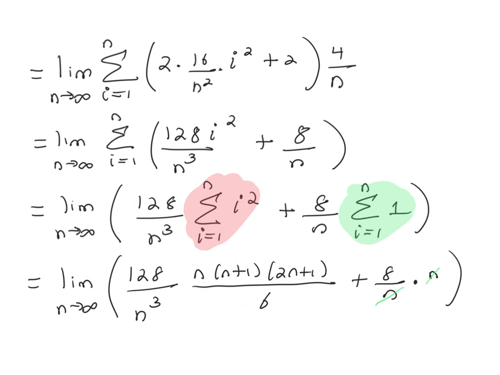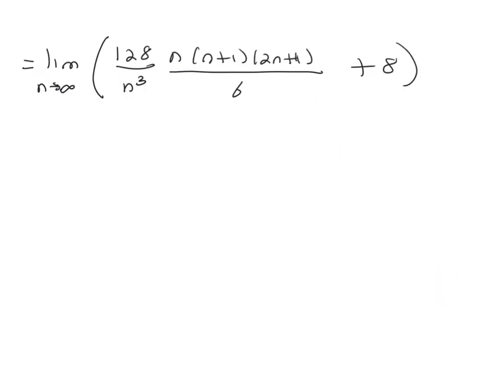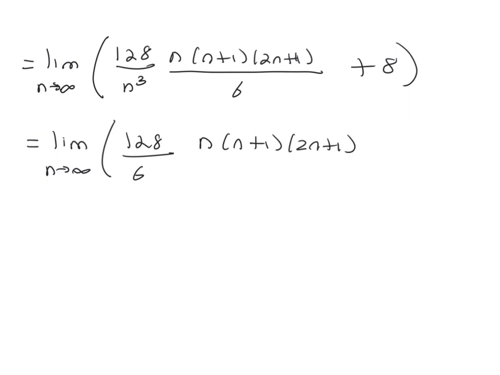Over here, I'm going to rewrite this expression. I'm going to do this on the next slide. So we have this expression here. The 8 is perfect. Nothing happens to this as n goes to infinity. Over here, I'm going to swap the 6 and the n cubed. So I'll do that next. This is the limit as n goes to infinity of 128 over 6, and we have n times n plus 1 times 2n plus 1, all divided by n cubed.